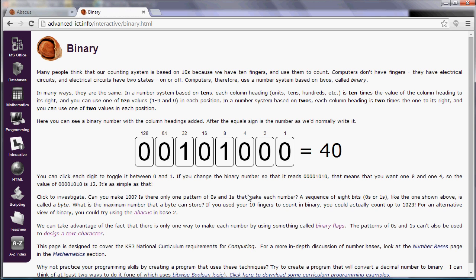So that's a quick introduction to the binary numbering system. So key things to appreciate is that we can represent any whole number using ones and zeros just by looking at which combinations of the column headings we need to add together to total the number that we're trying to represent.